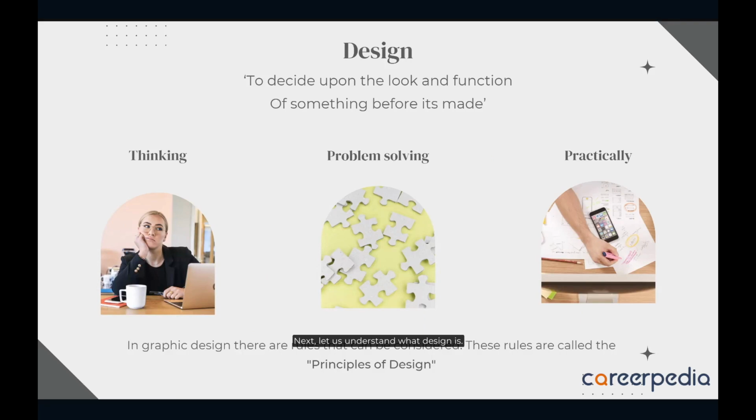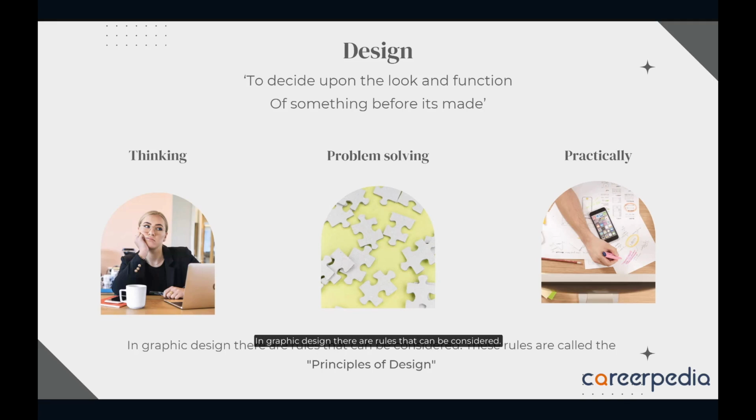Next, let us understand what design is. Designing anything involves thinking about and organizing how it will be made. So it is thinking, problem solving, and practically applying. It involves coming up with solutions for people. A design is an idea for creating something fresh for people that they find useful.